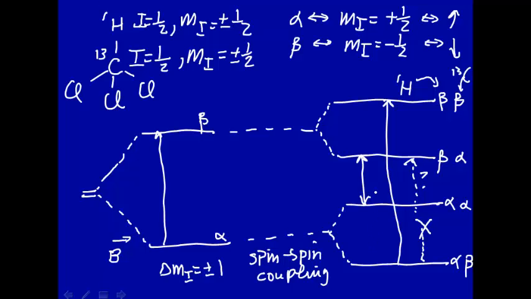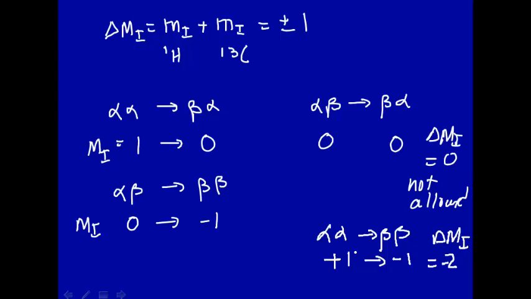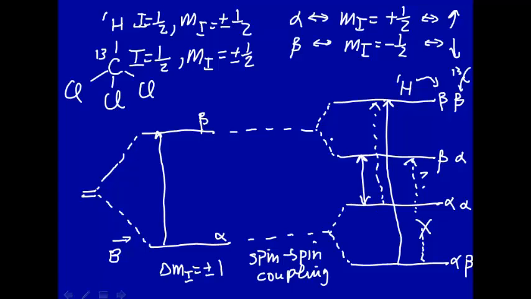And similarly, the alpha alpha to beta beta. Let's take a look at that one. Alpha alpha to beta beta. Here the total spin, or total m sub I, is plus 1. And this goes to minus 1. So delta m sub I here is equal to 2. Actually, it's equal to minus 2, final minus initial. So this implies that this transition, alpha alpha to beta beta, is not allowed. So after all that, we find there are just two allowed transitions.